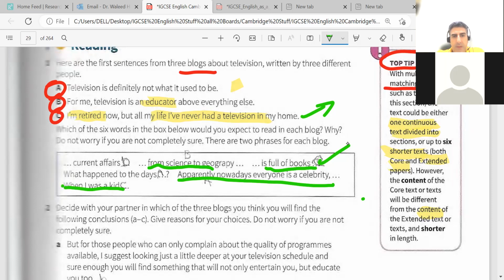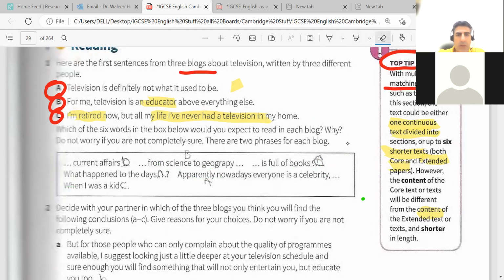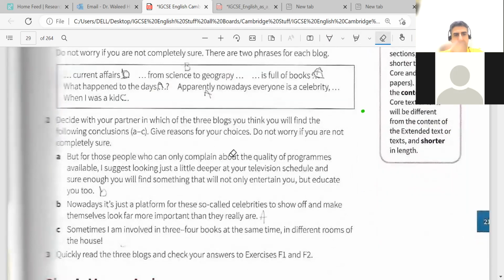What does apparently mean? Apparently means I am not sure, I am not certain. I don't have evidence that everyone is a celebrity. What does celebrity mean, ya Khalid? Like someone famous. Exactly, famous people, right? So here again, could be A. So the last one, ya Khalid, when I was a kid. C. So what should we do now? Please read. Yes.